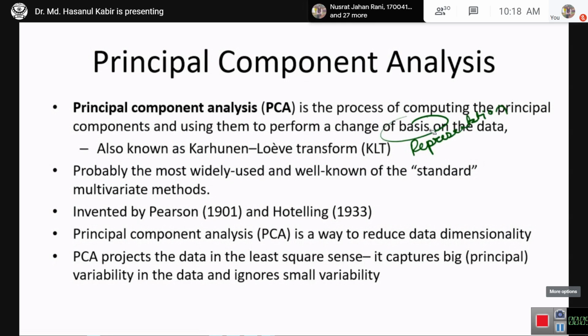PCA in signal processing. Those who have completed signal processing, did you come across this term, KLT transform, KL transform? Yes or no? No.